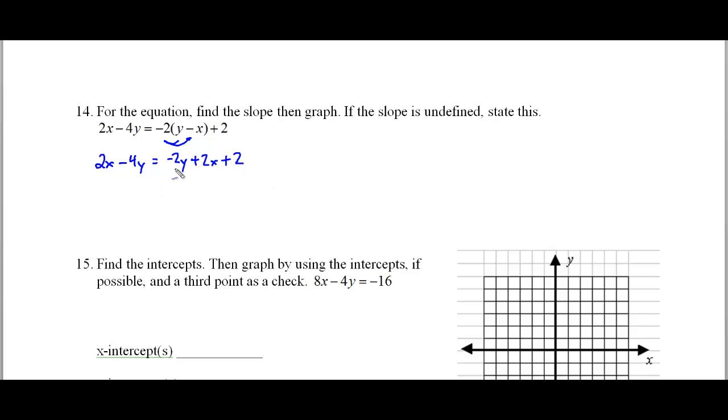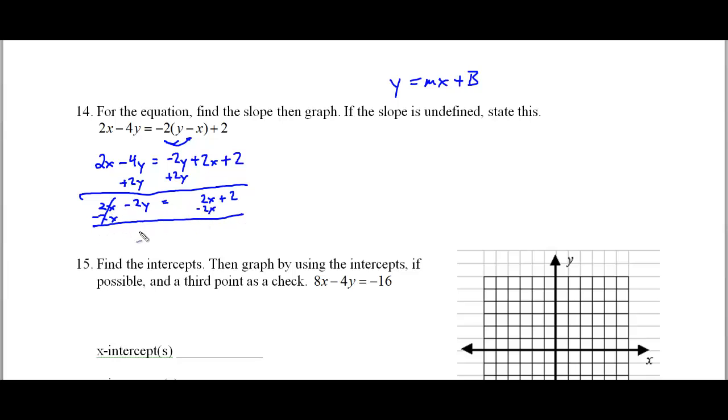Okay, so like in the last problem, I'm going to move my y's over to one side and my x's over to the other, so I can get the equation in y equals mx plus b form. I'm going to add my 2y to this side. So now I have 2x minus 2y is equal to 2x plus 2. Now I'm going to subtract my 2x from both sides. That gives me 0 over here. Negative 2y is equal to, oh, wow, look, that's gone. Negative 2y is equal to 2. If I divide both sides by negative 2, I get y equals negative 1.